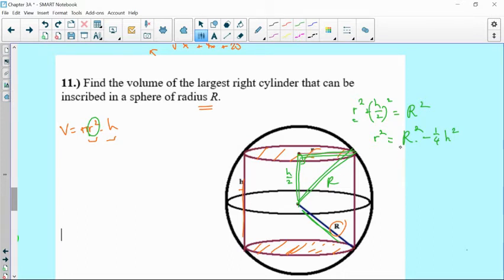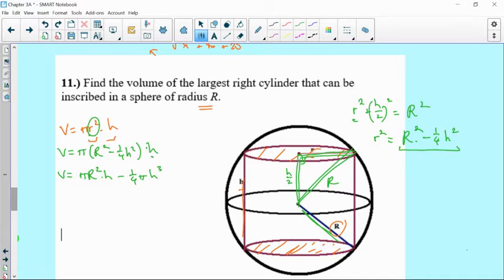I'm going to substitute this into our volume formula. So volume equals pi times capital R squared minus 1/4 h squared, times h. Let's distribute this h and the pi. So volume equals pi R squared h minus 1/4 pi h cubed.